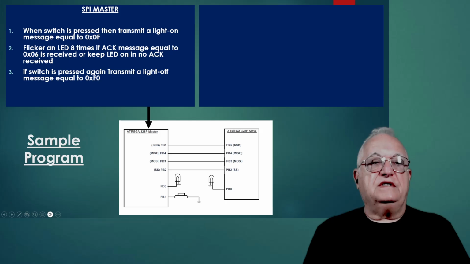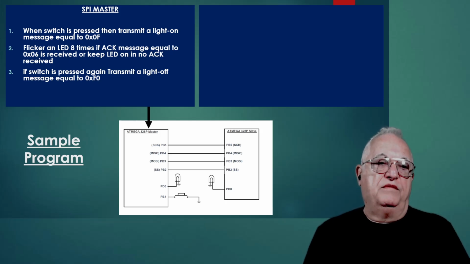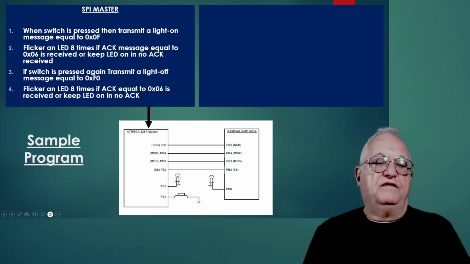If the switch is pressed again, transmit the light off message equal to F0. Flicker an LED 8 times if acknowledge equal to 06 is received, or keep LED on if no acknowledgement. So things to remember: 06 is the acknowledgement, I should start by saying 0F is light on, F0 is light off.